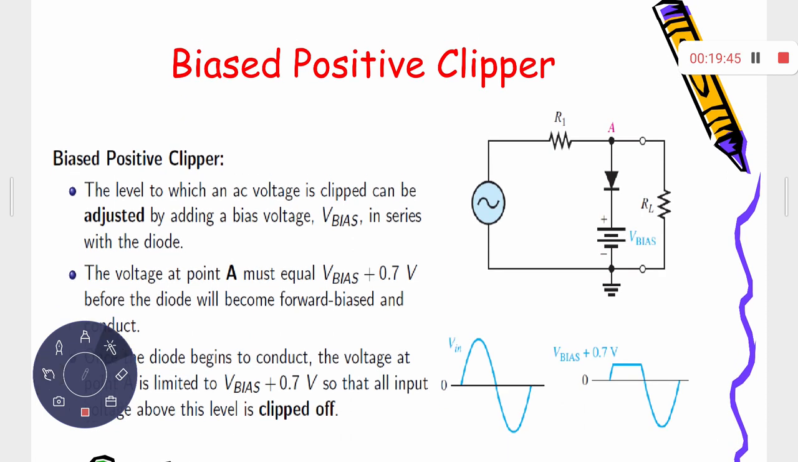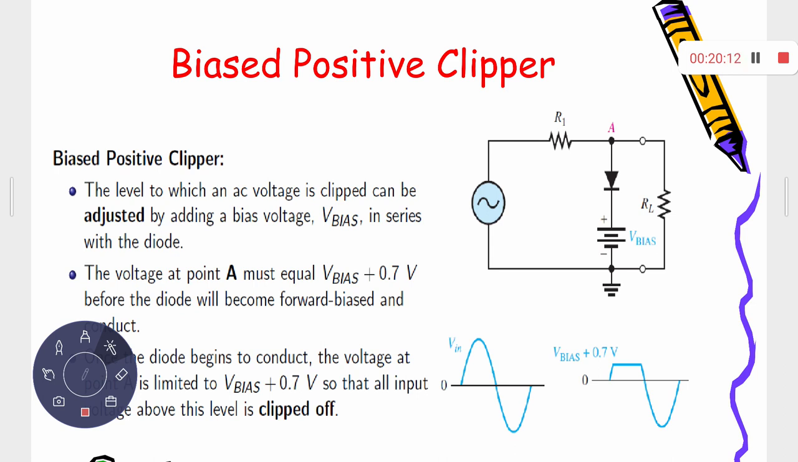Okay, it's a positive bias. So here what I can see, some plus V bias is connected at the cathode terminal of the diode. Previously, when nothing was connected there, the cathode terminal was directly connected to ground, and then the anode potential should be greater than 0.7 so that the diode becomes on.